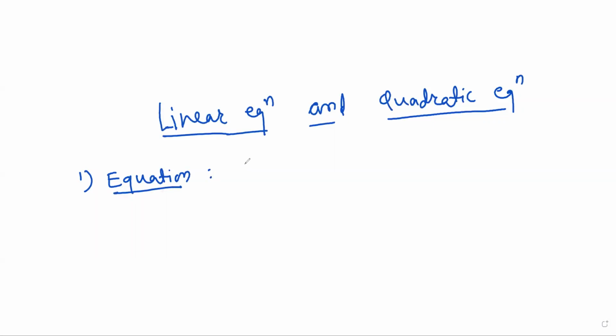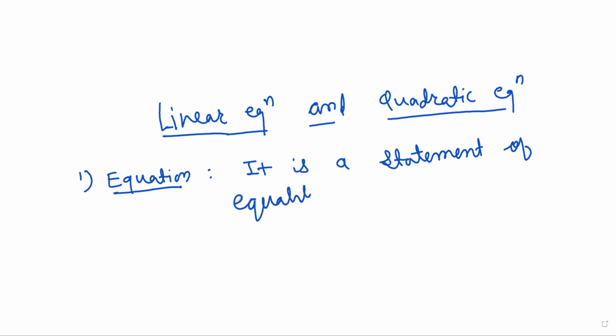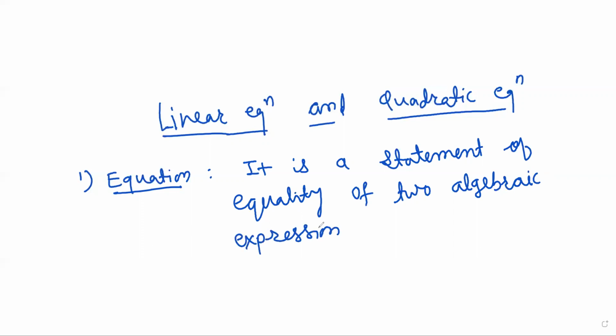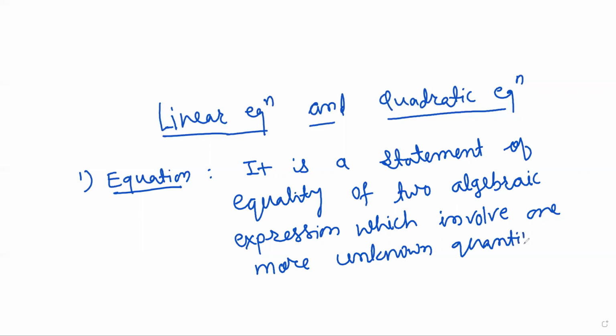In mathematics, equation means it is a statement of equality of two algebraic expressions which involve one or more unknown quantities. Right? Now, what does it mean?